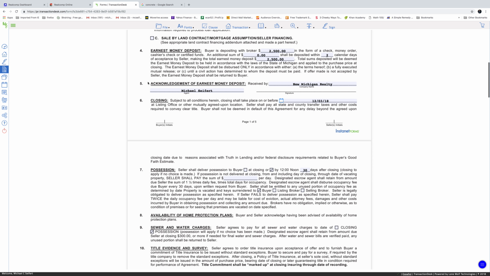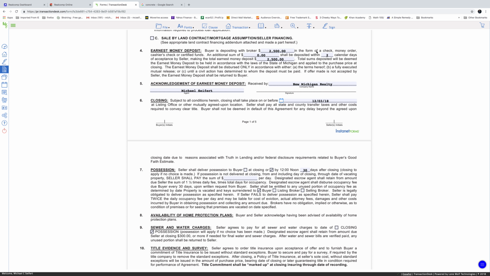Earnest money deposit. I can't stress enough how important this is for agents to turn in your earnest money deposit on time. So buyers depositing with broker, in this example, $2,500 in the form of a check, money order, etc. An additional sum, usually we don't require an additional sum. It's usually we go with the first line of $2,500. And just for sake of Michigan law, we just say 2 calendar days here. So the total earnest money deposit will be $2,500.